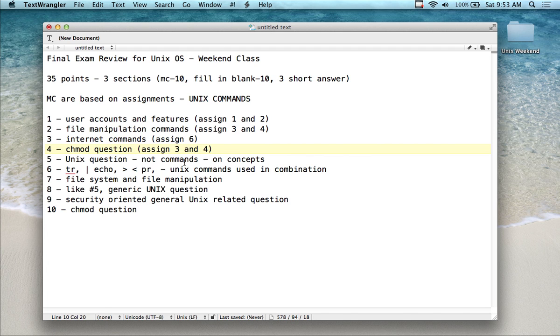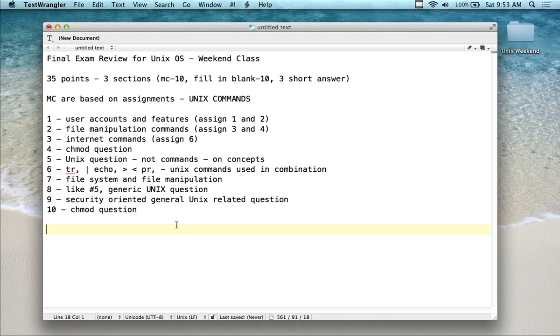I don't know if that really is assignment 3 and 4. I know one of them, one of the assignments we had. I'm gonna take this 3 and 4 off because I'm not quite sure if that's one of the assignments. We use change mod in it. We change the mod to make something executable, make something read, write, others. It overlapped into several of the assignments actually. So it's one of the themes of what we did in those assignments.